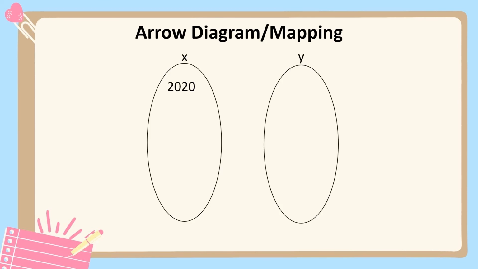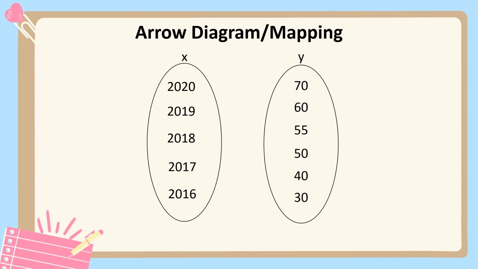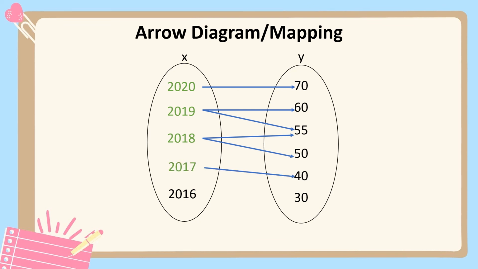For the arrow diagram or mapping, 2020 is paired to 70, 2019 is paired to 60 and 55, 2018 is paired to 55 and 50, 2017 is paired to 40, and 2016 is paired to 30.